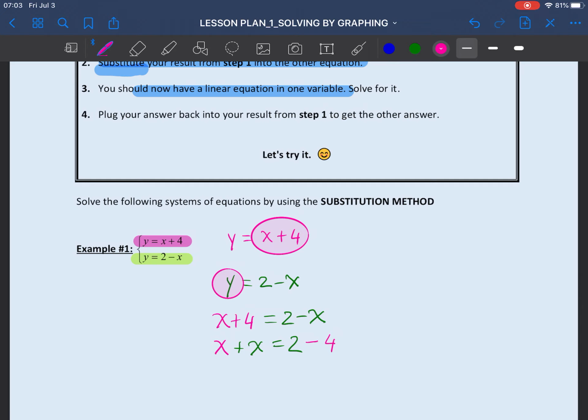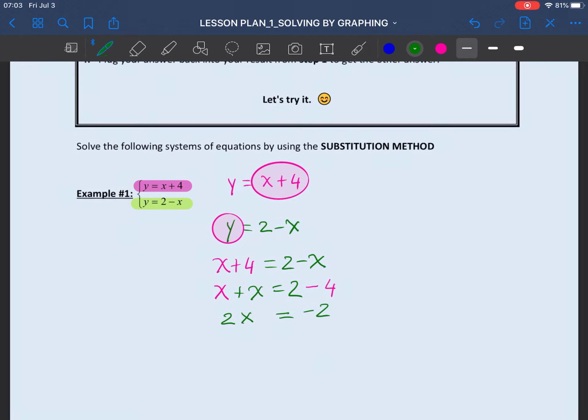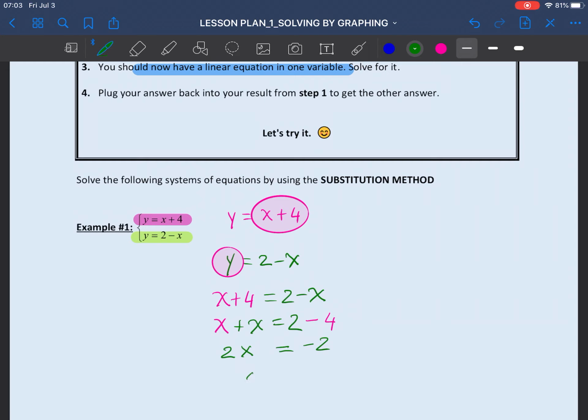So we are solving this system of equations, which means that we simplify the left side, we simplify the right side, and we solve for x, which is negative 1. We're just dividing by 2, right? So x equals negative 1 will be the x-coordinate of the solution.